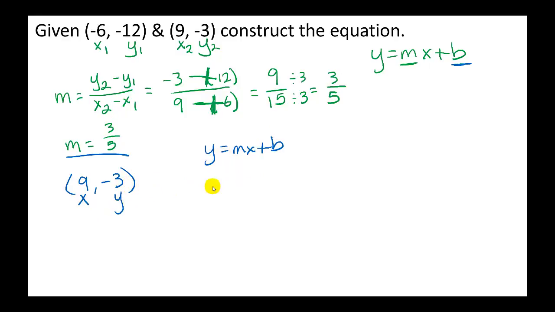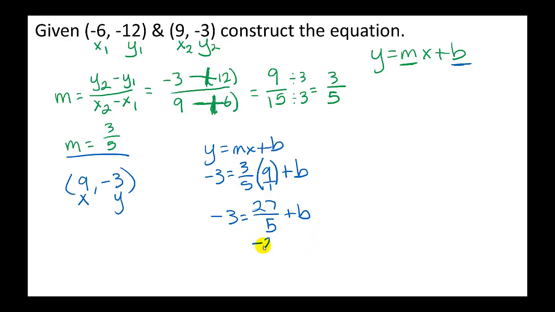So y becomes negative 3. That's equal to m is 3/5. X is 9. And we have plus b. Now I can solve for b. So I have 3/5 times 9. I'm going to make that 9 over 1. I can't simplify, so I now have negative 3 equals 3 times 9 is 27. 5 times 1 is 5, plus b.